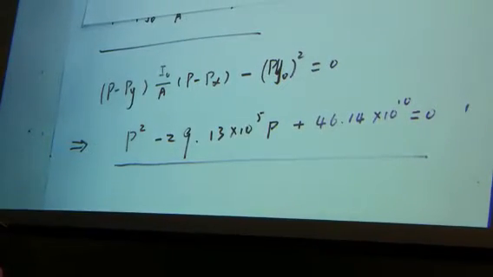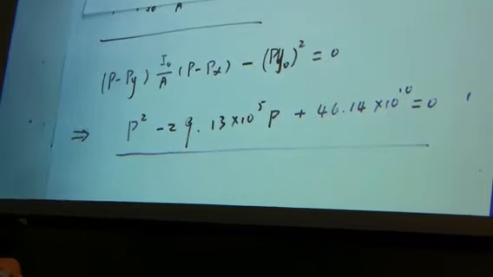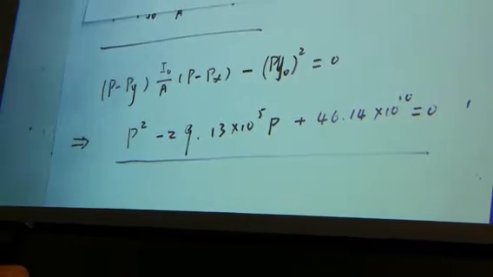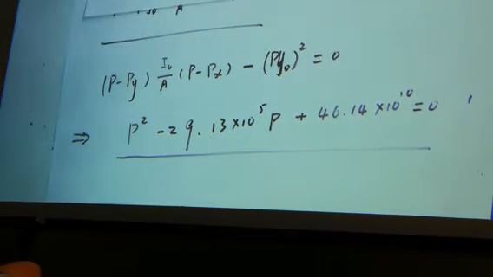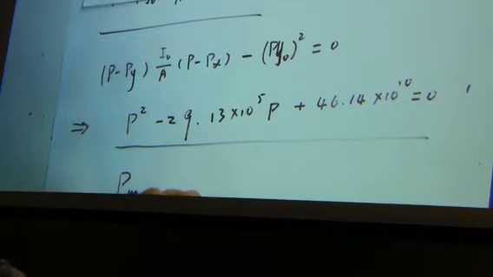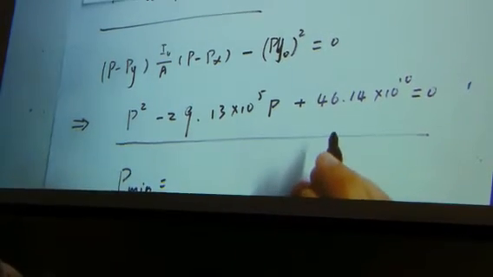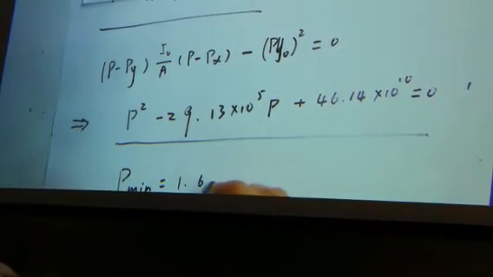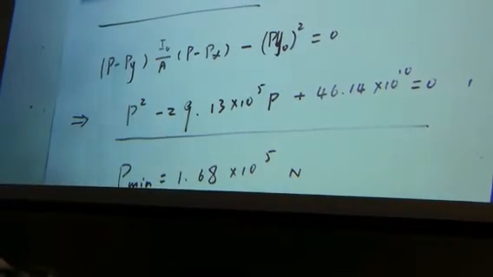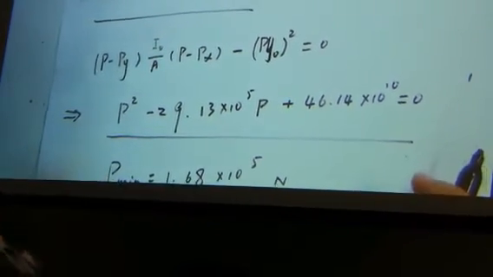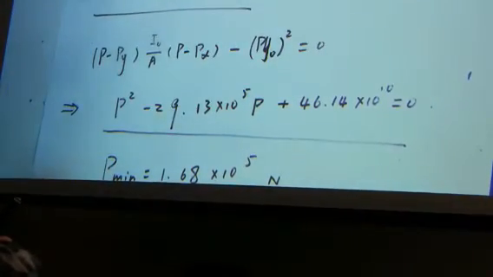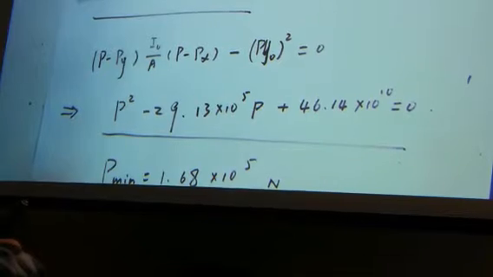So we're trying to determine what is the minimum loading for this column to have buckling. That means we should choose that smaller one. Right? You are going to get two values for p. So the minimum is 1.68 times 10 to the 5 Newton. This is the loading you get through this procedure. So this is the buckling loading you will have.